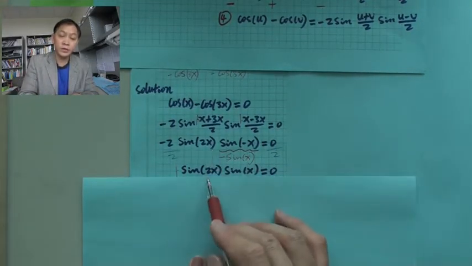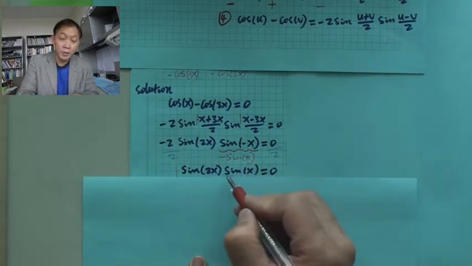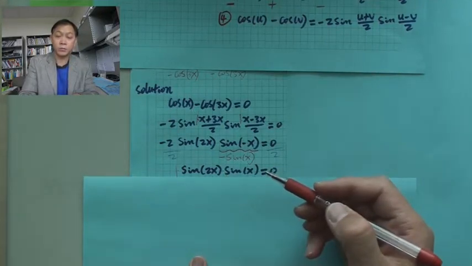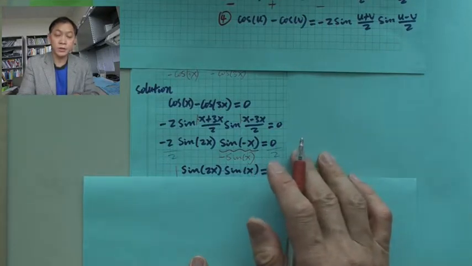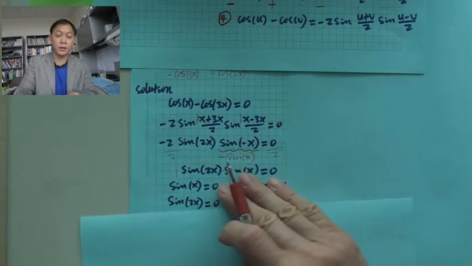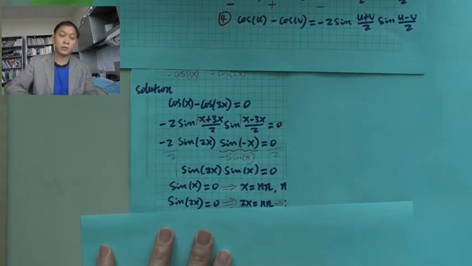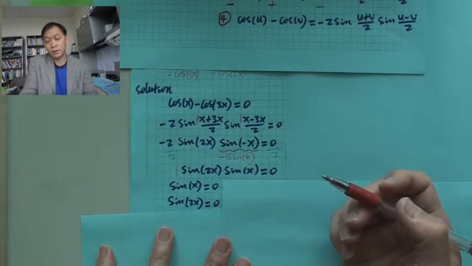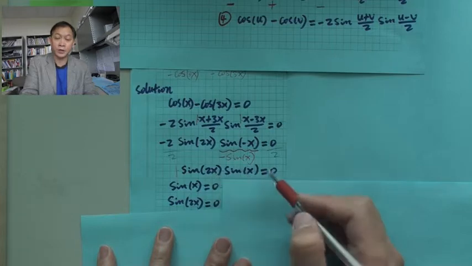So here is sine 2x, and here is sine x, equals 0. Now the product is 0, so one of them must be 0. From here you have either sine x is 0 or sine 2x is 0. You have 2 possibilities, because 0 times any quantity is 0.